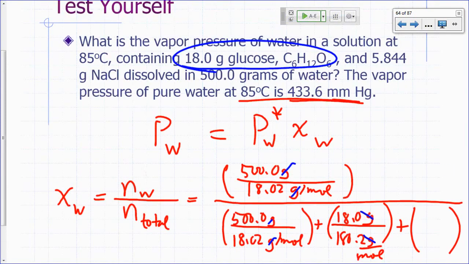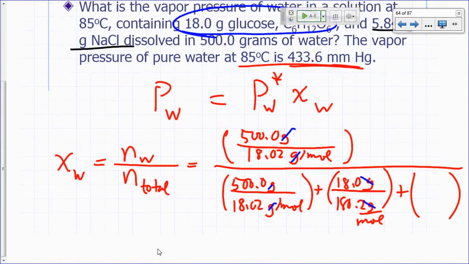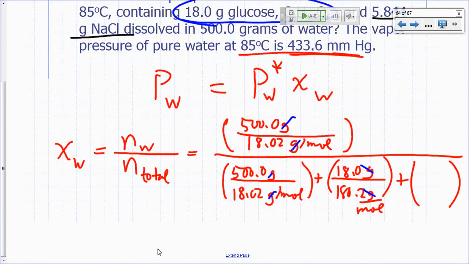how many moles of sodium chloride? How do you calculate mole sodium chloride? Grams divided by molar mass. So 5.844 grams of sodium chloride divided by how many? What's the molar mass of sodium chloride? 58.44 grams per mole. Am I done?